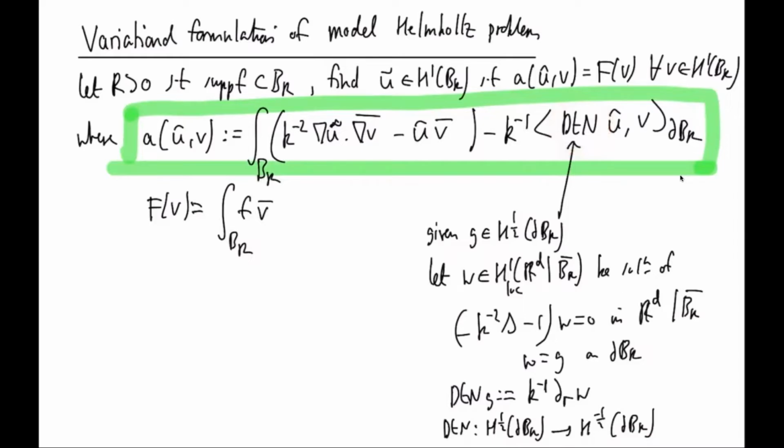And here I was careful. I wrote find this u tilde because we need to show then that u tilde is the restriction to the ball of this Helmholtz solution u defined as the solution of the full space problem. Okay, but this is straightforward to check. You can see the details in this article.